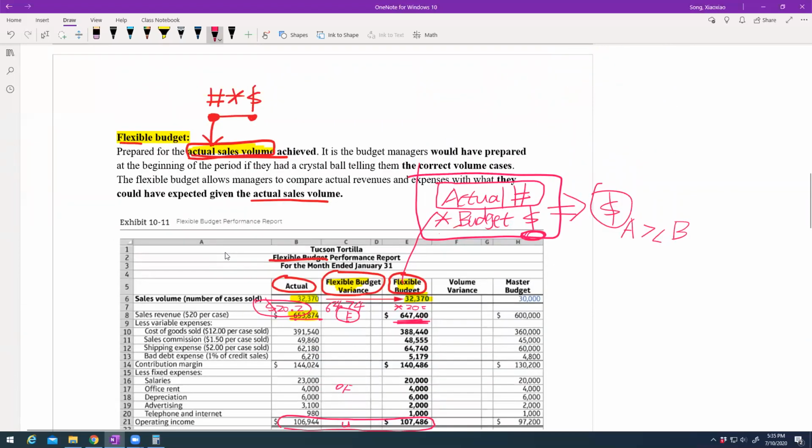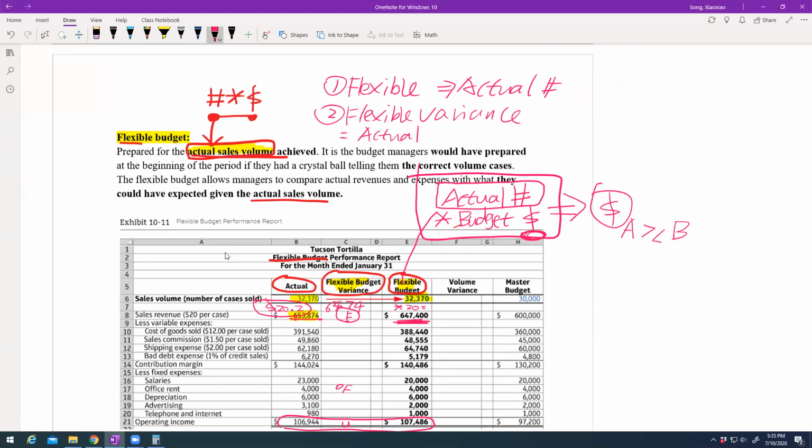Okay, so first thing is, what is the flexible budget? Flexible budget is you do the budget using the actual units. And then second is, what is a flexible budget variance? Flexible budget variance is the difference of your actual minus your flexible budget. And then if there is any variance, it's not because of the units, but because of the dollar amount for each unit. Okay, I stop here.